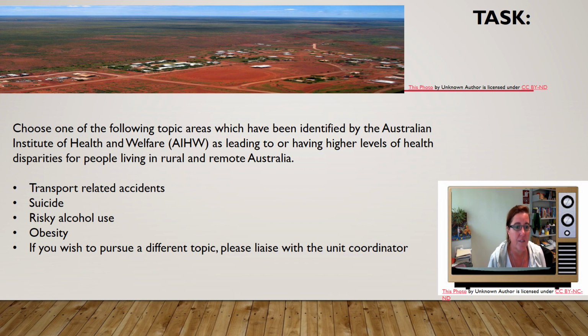Right, so the actual task is I'm asking you to choose one of the following topic areas which have been identified by the Australian Institute of Health and Welfare as leading to or having higher levels of health disparities for people living in rural and remote Australia. So I've chosen these areas because they're very much the forefront of discrepancies. When we look at statistics and so forth, we can see that people in rural and remote areas have high levels of transport-related accidents, high levels of suicide, more risky alcohol use, and higher levels of obesity. Okay, and so that's why we've chosen these particular areas.